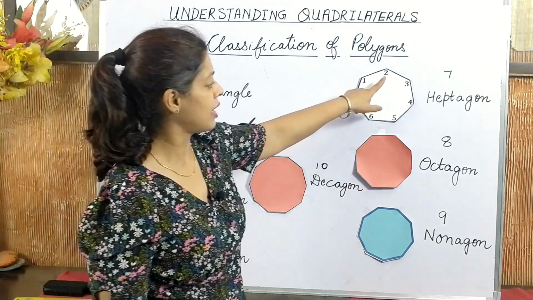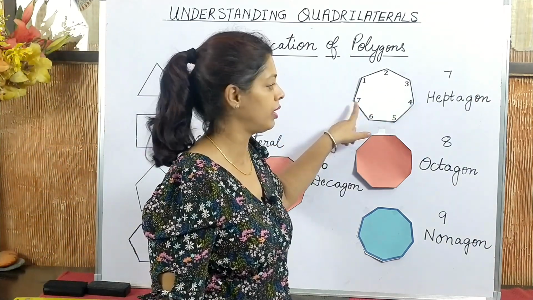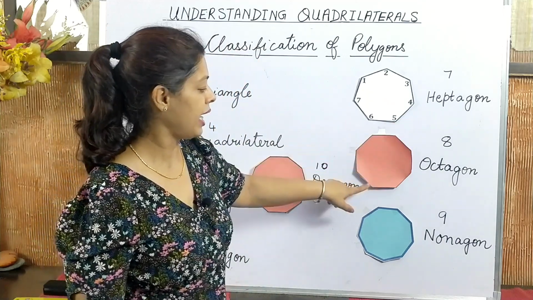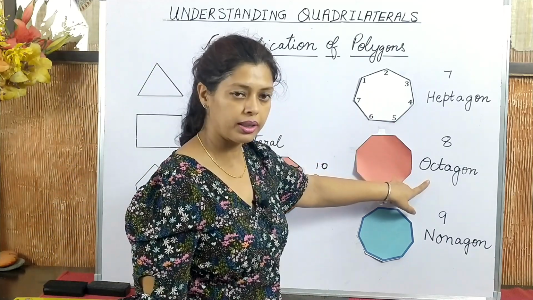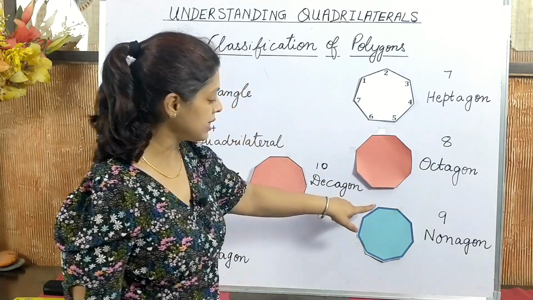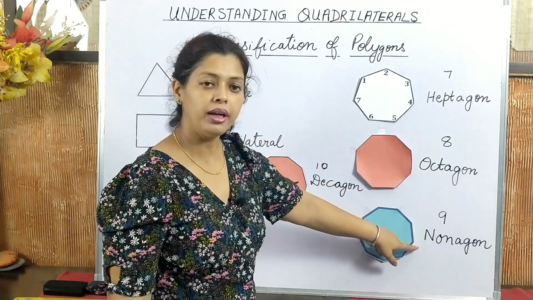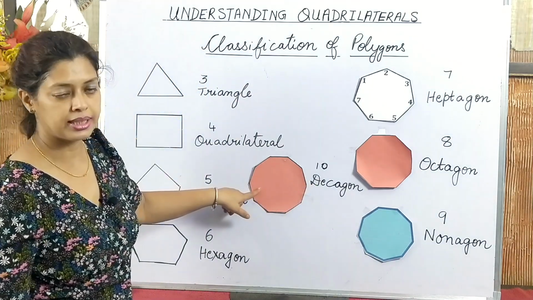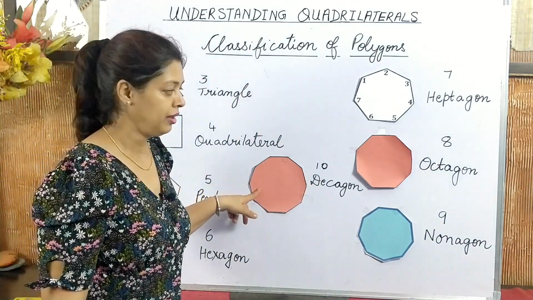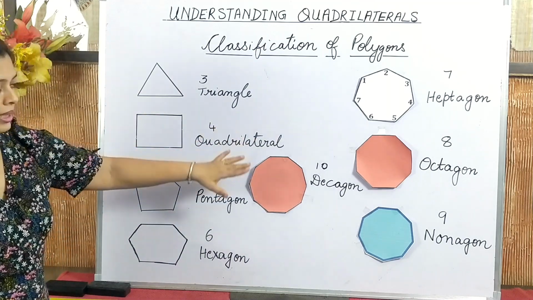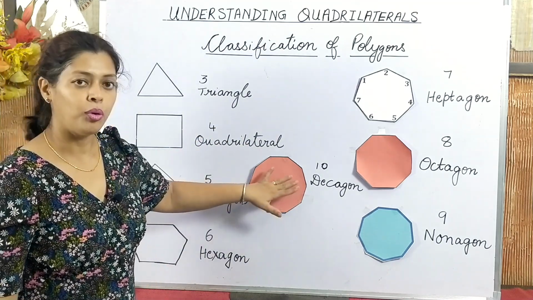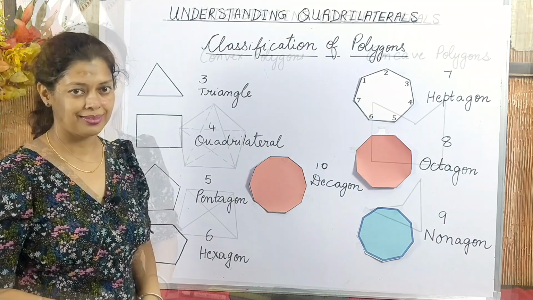If a polygon has 7 sides and 7 vertices, it is called a heptagon. If a polygon has 8 sides and 8 vertices, it is called an octagon. If it has 9 sides and 9 vertices, it is called a nonagon. And if it has 10 sides and 10 vertices, it is called a decagon. We will normally be studying only polygons up to 10 sides, although polygons may have more than 10 sides also.